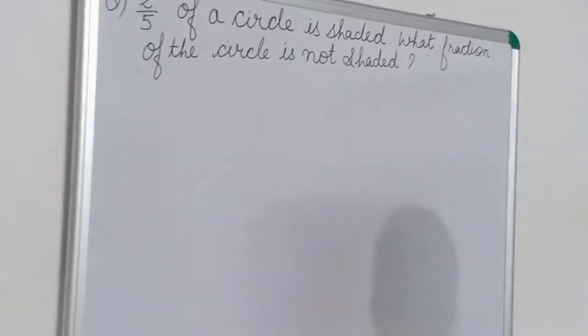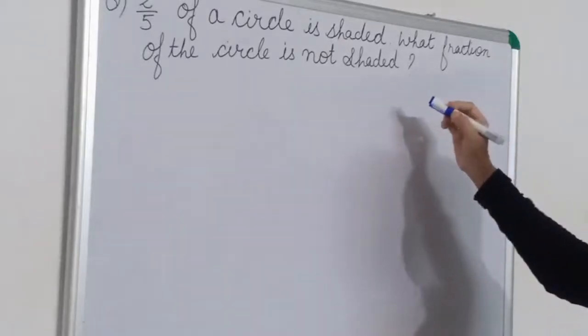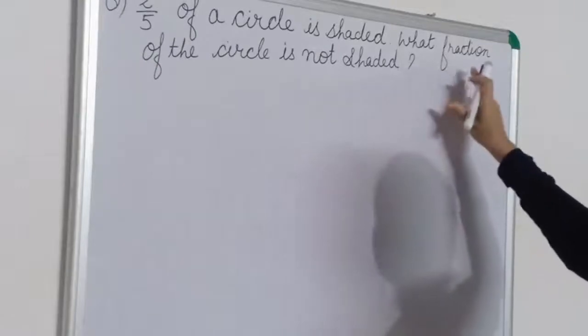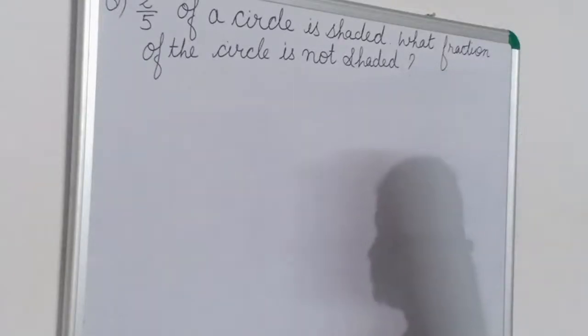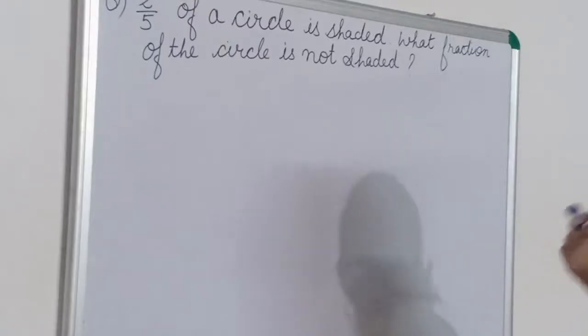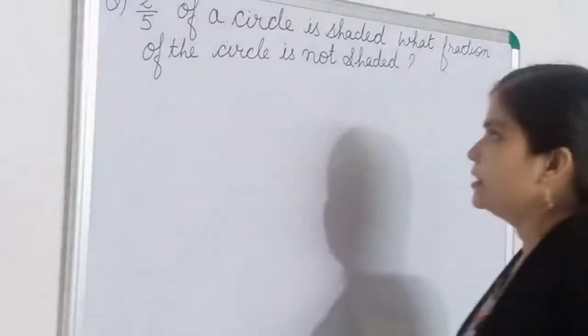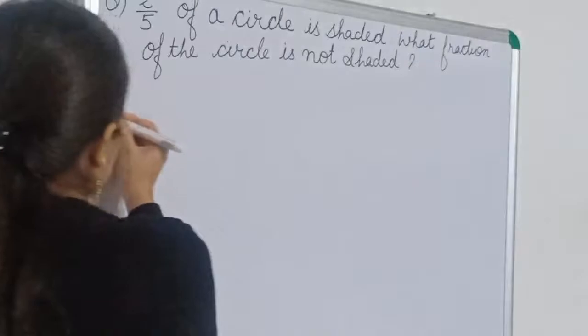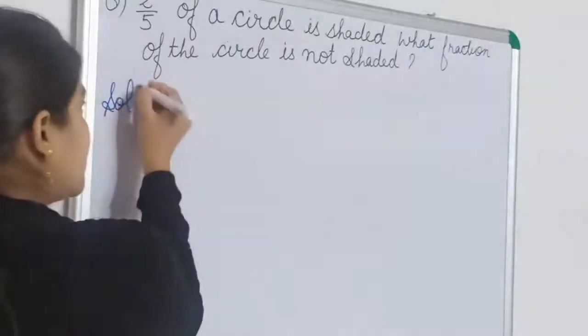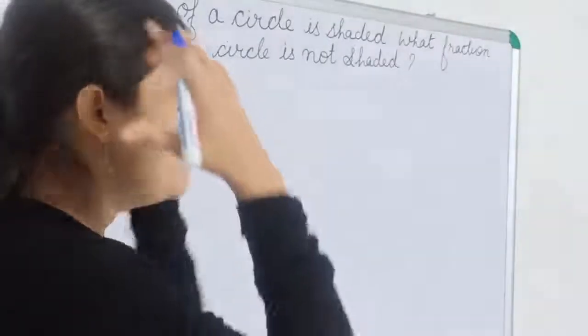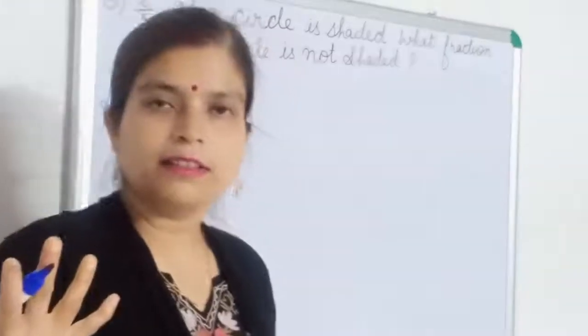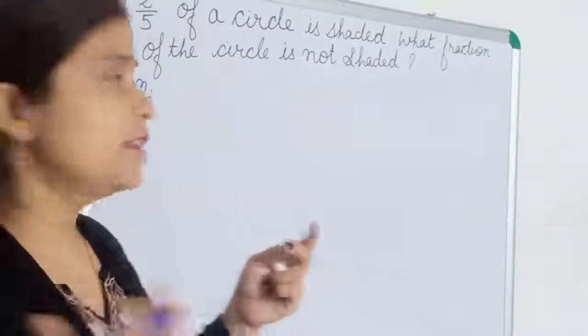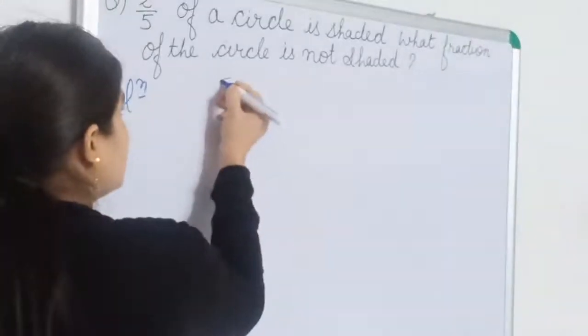2 by 5 of a circle is shaded. Okay. What fraction of the circle is not shaded? This is the only question: this much part is shaded and this much part is not shaded. So for this, first we will draw the circle. We have to draw the picture in our mind. For solving the question, first we will draw the circle. This is the full circle.